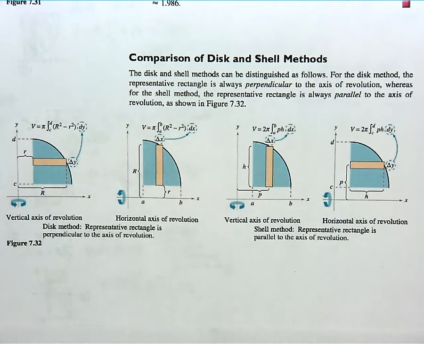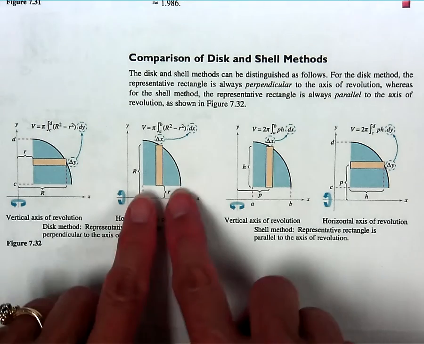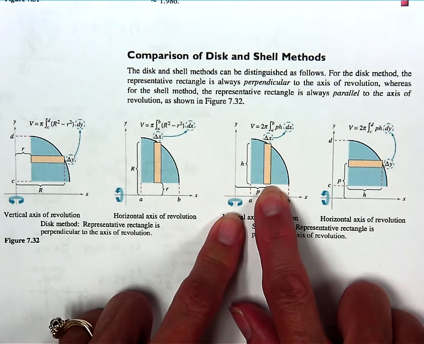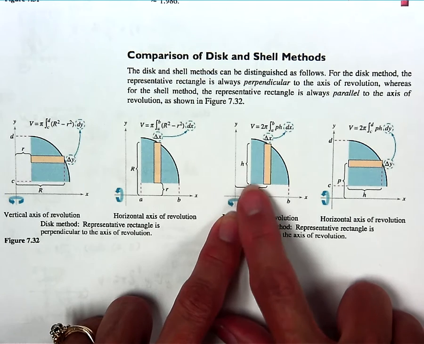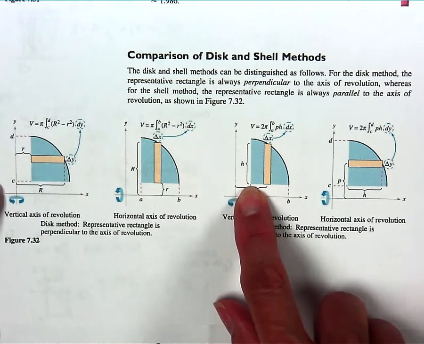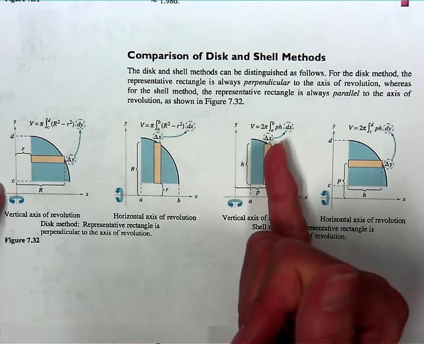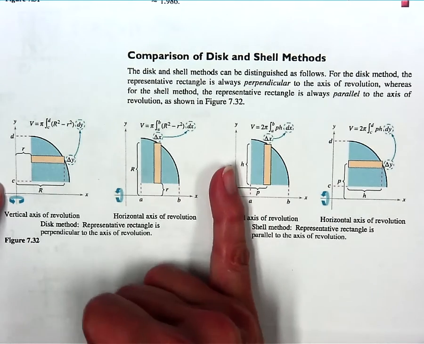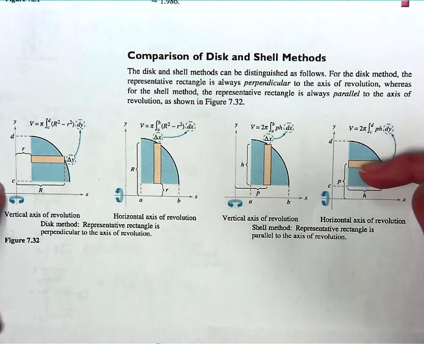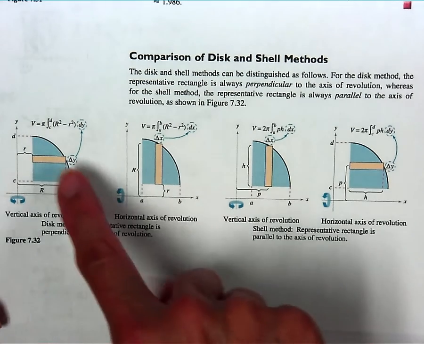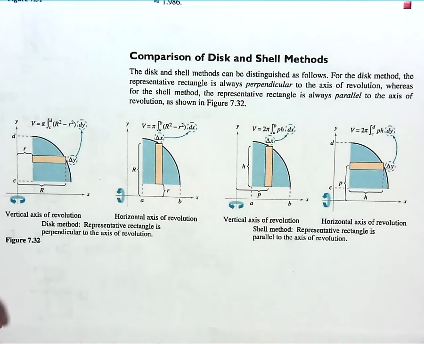All right. Then you look at your axis of revolution and just say, now that I know which way I want my rectangles to be, what's the relationship between my rectangles and my axis of revolution? If I'm using vertical rectangles around a vertical axis of revolution, then I'm going to have to use the shell method because my rectangles are parallel to the axis of revolution. I use a vertical rectangle around a vertical axis, that's shell, or horizontal rectangle around a horizontal axis of revolution, that's shell. But horizontal around the vertical or vertical around the horizontal, that's disc.